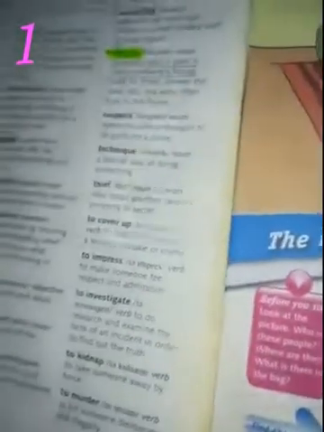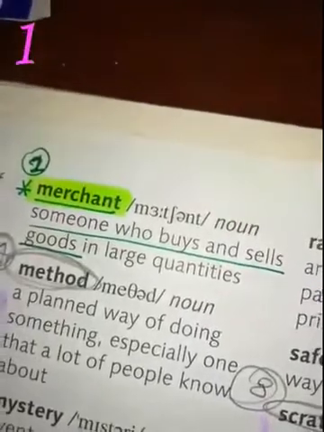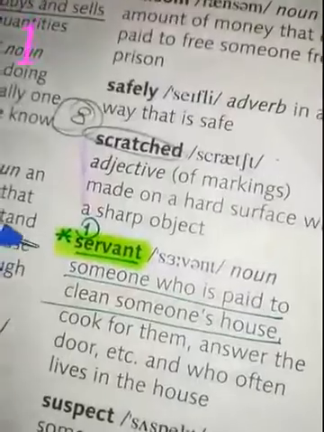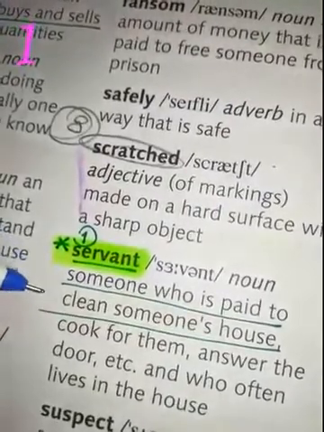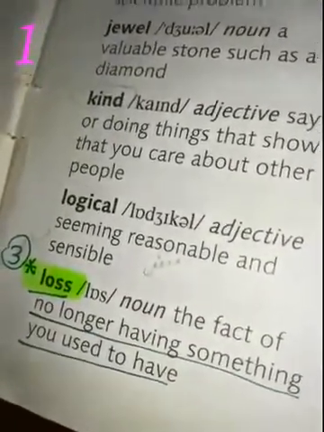Listen to the words below in context. Try to guess their meaning. Servant, merchant, loss, wonder, pull. The meanings are in the activity book page 75. First one, we have merchant, means someone who buys and sells goods. Servant means someone who's paid to clean someone's house. Number 3, loss, no longer having something you used to have.